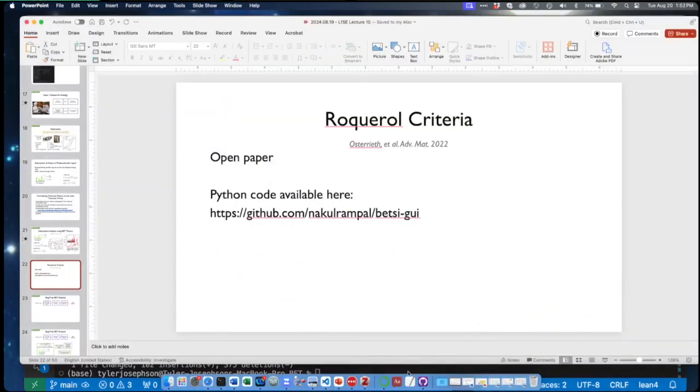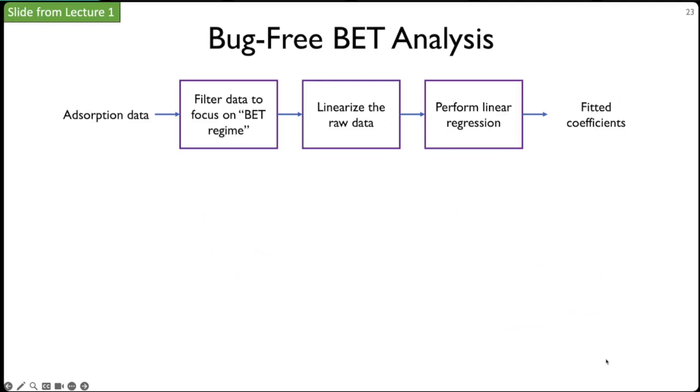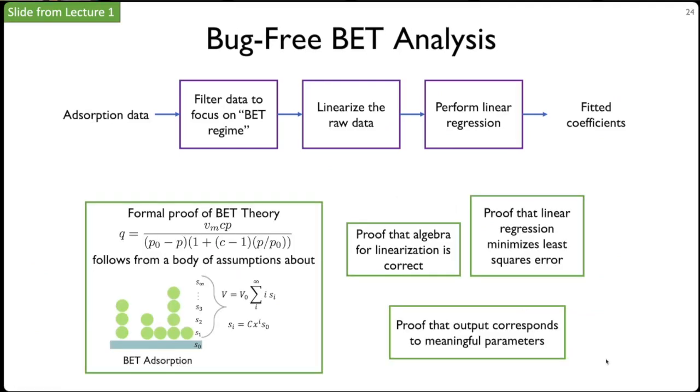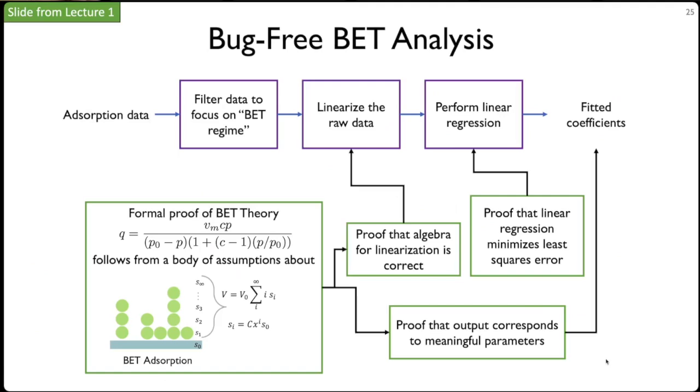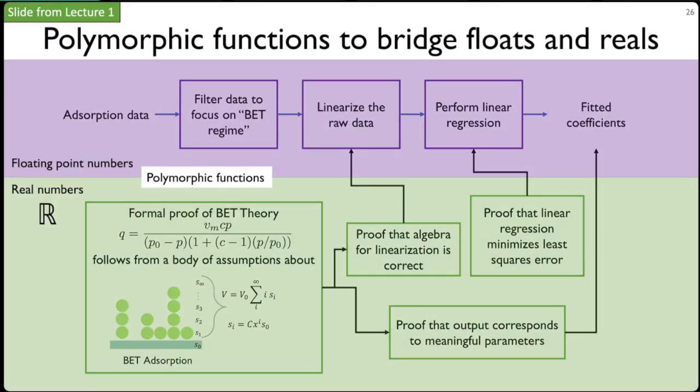And so as a high level, our goal is to implement this calculation procedure, but also have proofs about it. And then draw lines connecting the proofs that we're writing to the different objects in our code. And use polymorphic functions so we can be executing our math with floating point numbers, and we can be proving our things with real numbers.